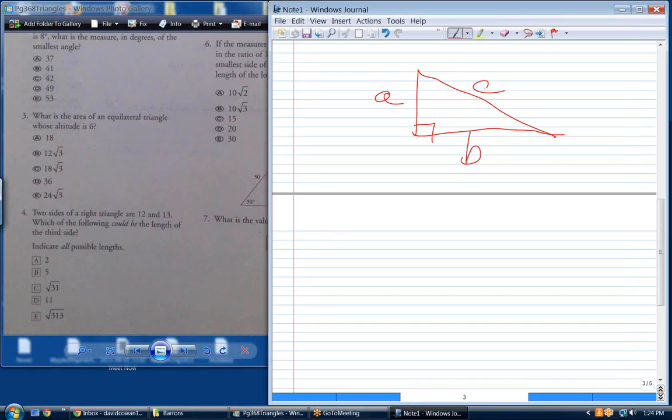Okay. So 12 squared is 144. 13 squared is not one I know by heart. 169. It's 313. Okay. So that would be equal to c squared, would be 313.